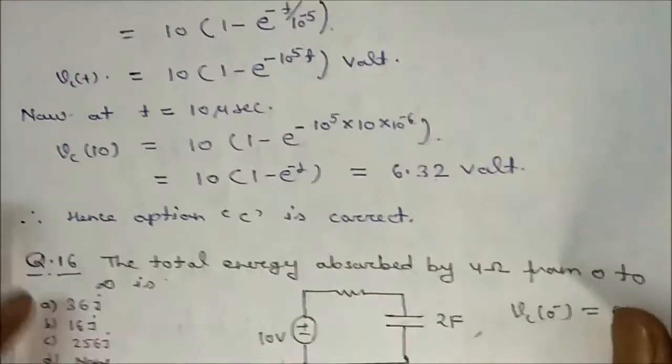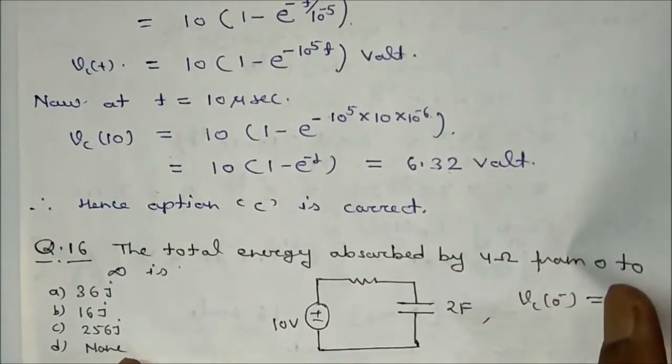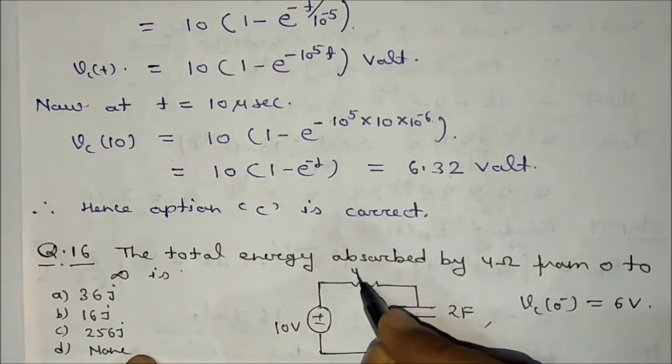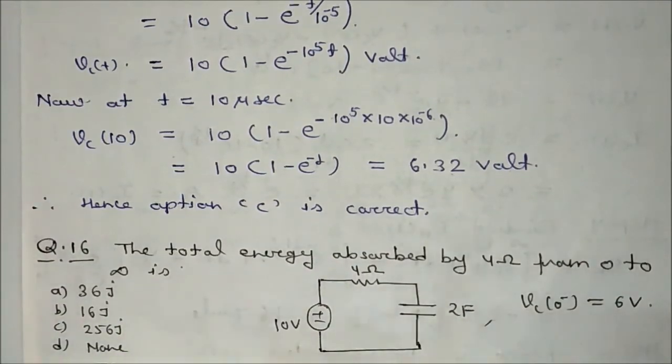Now the 16th one is what? It is asking about the total energy absorbed by the 4 ohm resistor from 0 to infinite. This is the 4 ohm resistor. Okay, so how will you do it? VC0 minus has been given to us. The energy is equal to how much? That is the integration of instantaneous power, that is known as energy, between the time interval 0 to infinite. And the power in a resistor is I square into R, and I is what? That is the current flowing through the capacitor, and the current flowing through this capacitor can be calculated only if we know the voltage across this capacitor.